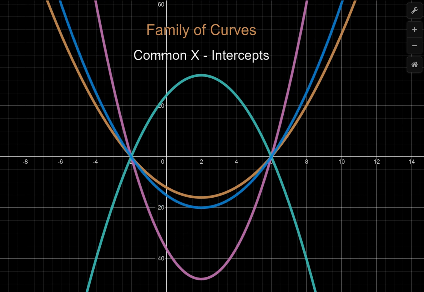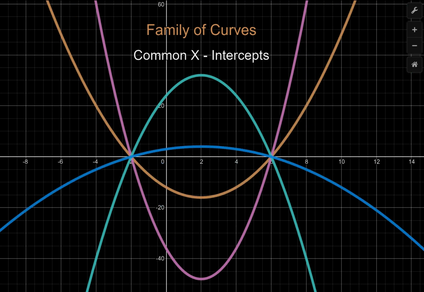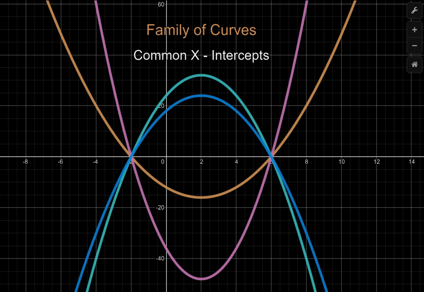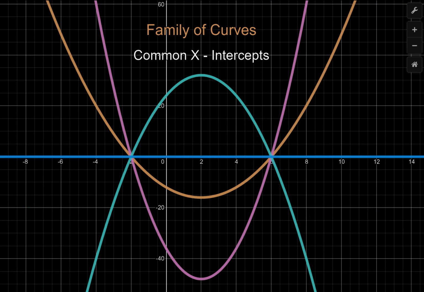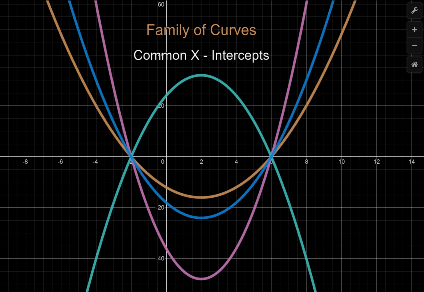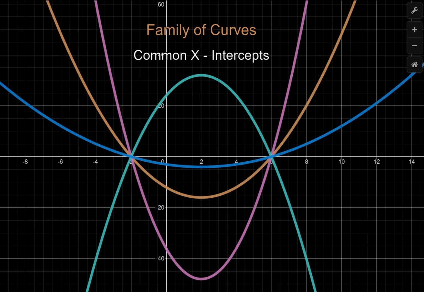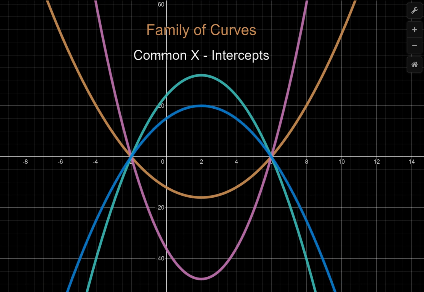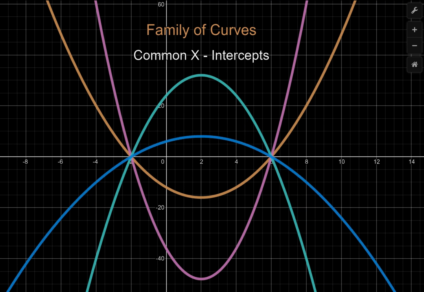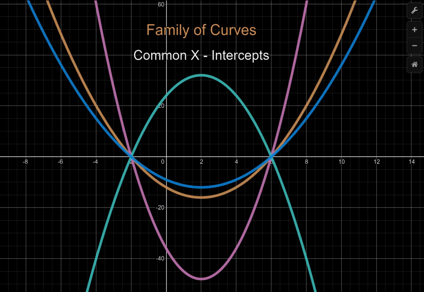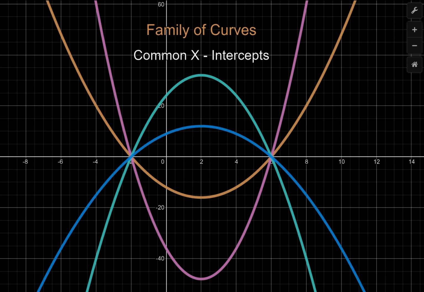You can appreciate the family of curves in this particular figure. We have shown you the graph of the function x plus 2 times x minus 6. It is a parabola with x-intercepts at minus 2 and plus 6. The different graphs shown here have x-intercepts at common points, and therefore they belong to this family with common x-intercepts.